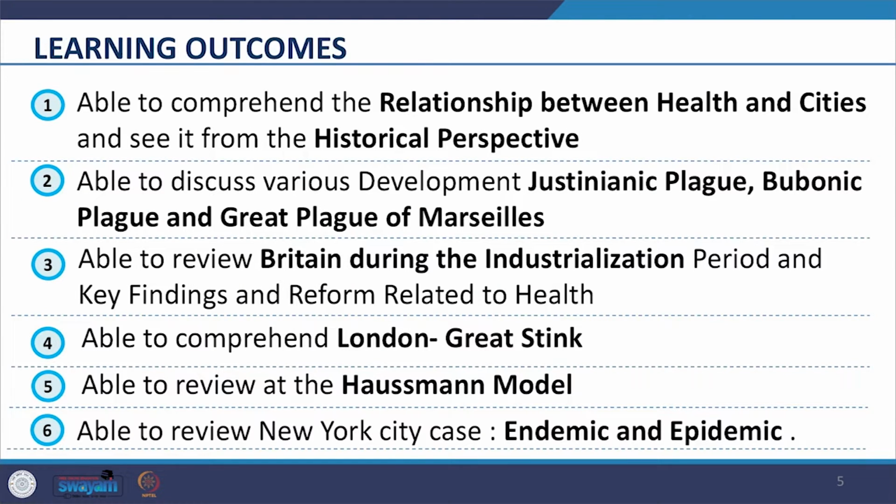Accordingly, our learning outcomes would be that after completion of this particular session, you should be able to comprehend the relationship between health and cities and see it from the historical perspective. You should be able to relate various periods and theories and discuss various developments related with Justinianic plague, bubonic plague and great plague of Marseilles.